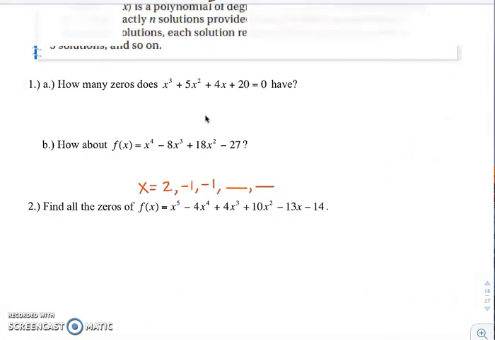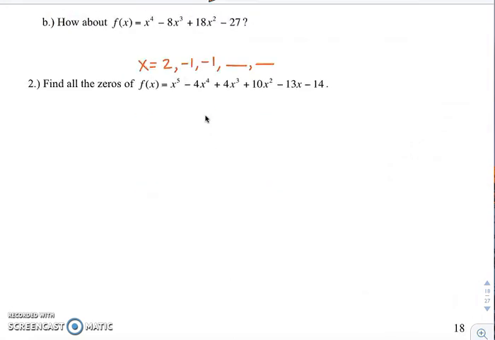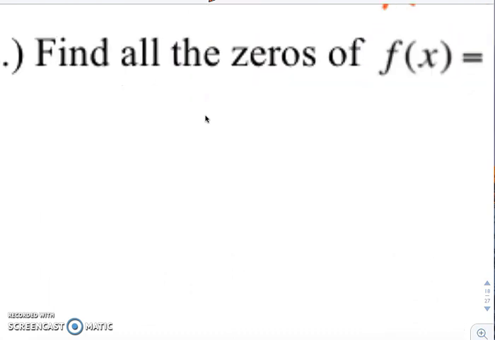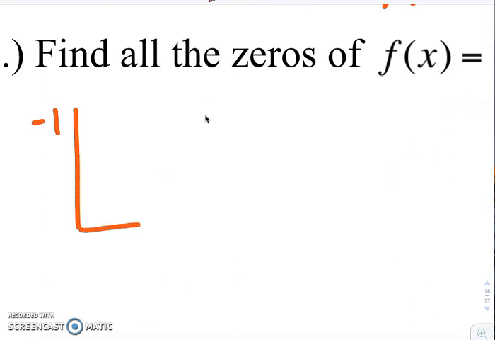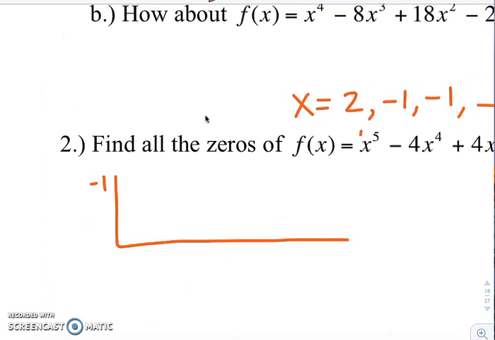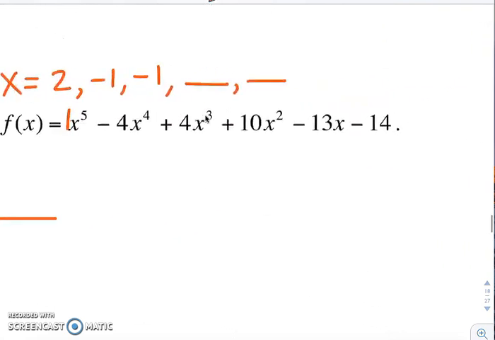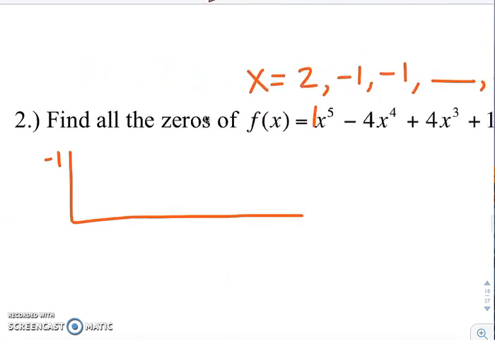So it doesn't matter what you start with. You can do negative 1, 2, negative 1, or negative 1, negative 1, 2, or 2, negative 1, negative 1. It does not matter, but we're going to divide by those 3 numbers. So let's just start with negative 1. Again, be making sure we don't need any fillers. In this case, we have our 5th, 4th, 3rd, 2nd, 1st, and our constant. So no fillers here.